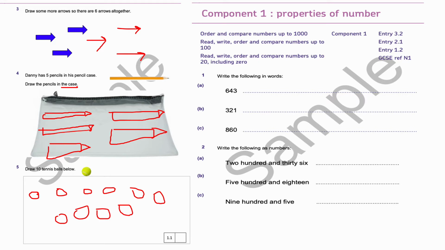Component 1, properties of number. Order and compare numbers up to 1000. So component 1, entry 3.2, 2.1, 1.2, and GCSE reference for numbers section 1. Question 1a. Write the following in words. 643. So 6, S-I-X, 100, H-U-N-D-R-E-D. So it is testing your spellings a bit here with numbers.